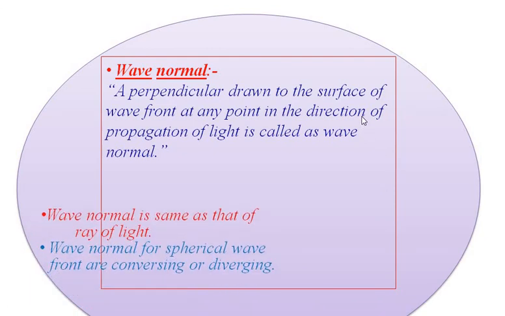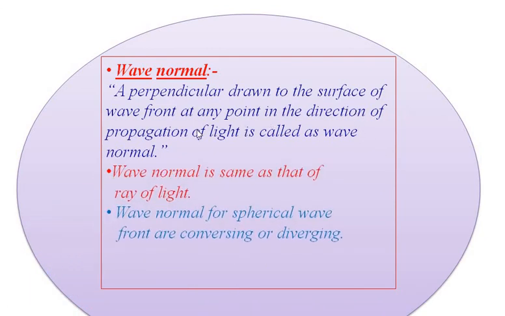The perpendicular drawn to the surface of a wavefront at any point, in the direction of propagation of light, is called a wave normal. Wave normal is the same as the ray of light. Wave normals for a spherical wavefront are converging or diverging, and wave normals for a plane wavefront are parallel.